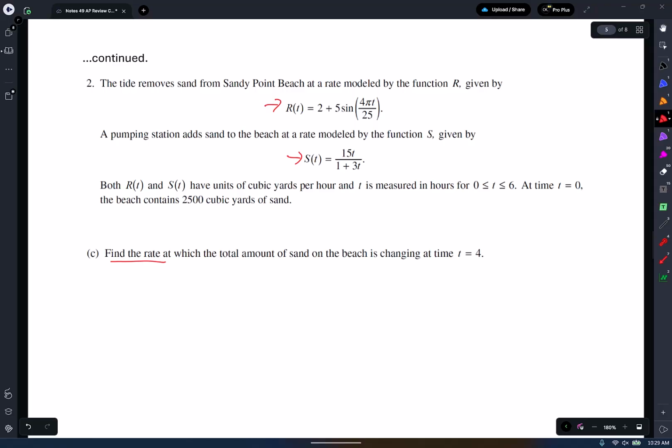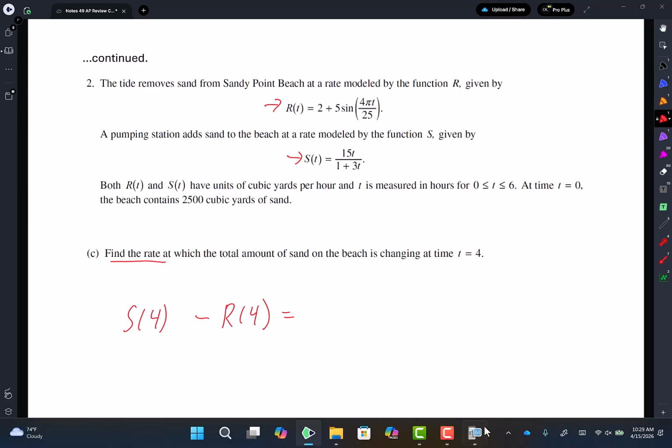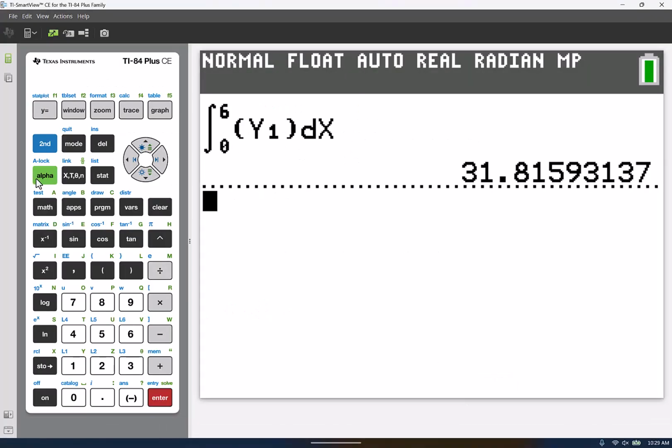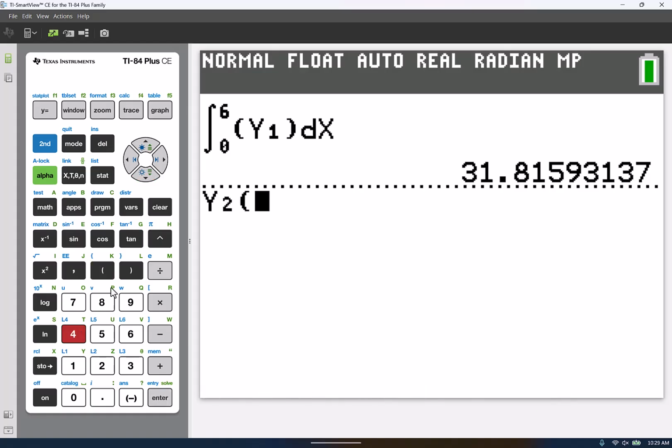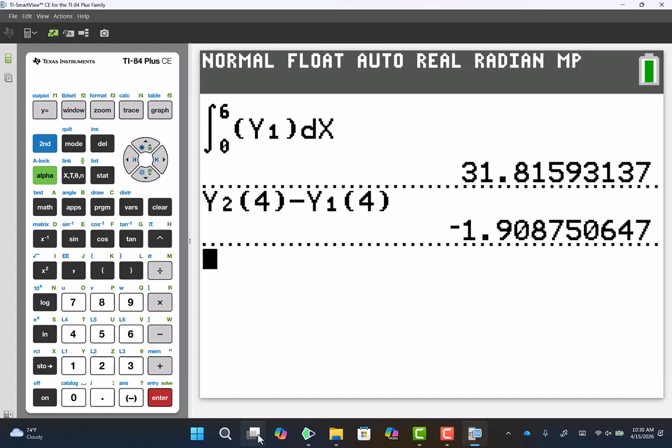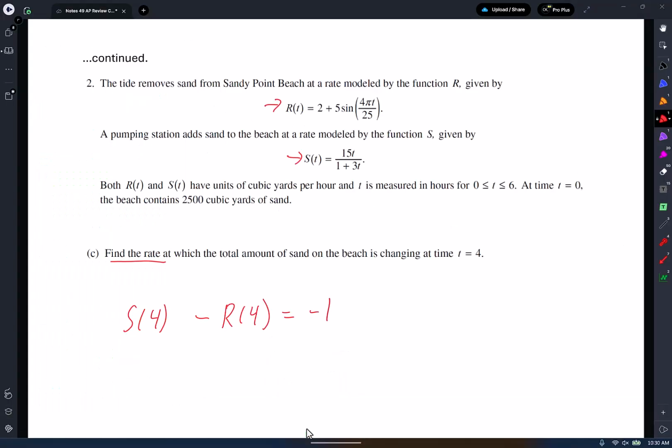So we're going to go in minus out. In is S of 4 minus, what's the out one? R of 4 equals, and then make sure we put units. I already have that one in Y2. Alpha trace Y2. Man, we did that one fast. We didn't even hesitate. Minus alpha trace Y1. And there it is, negative 1.90875. Negative 1.9.